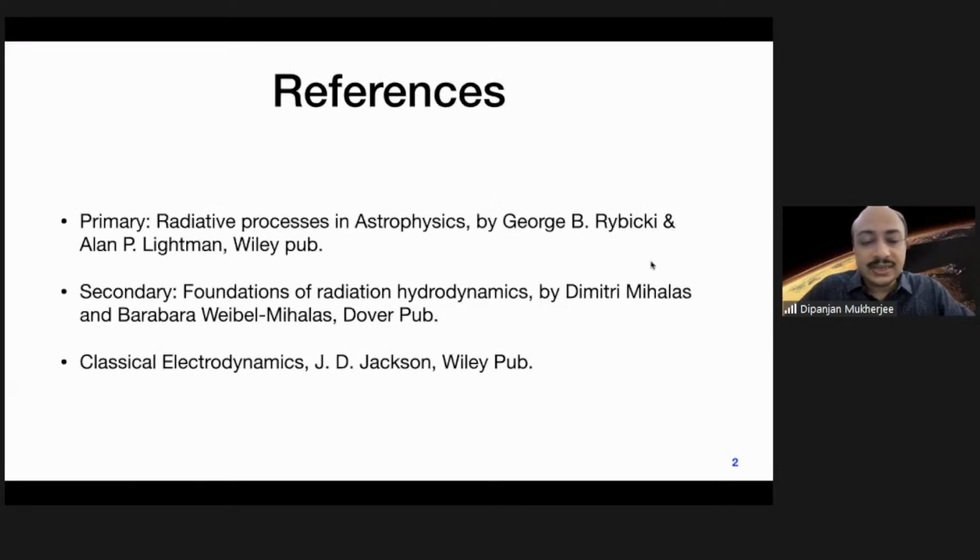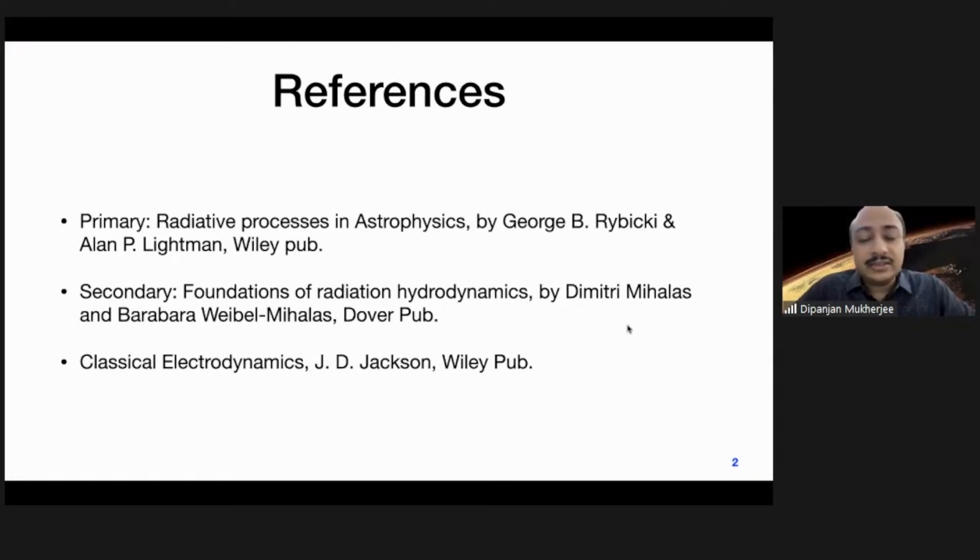So the basic texts that I will be following are these. I will add one more. This is a book by Longair in 2011. I forgot to mention it here, it seems. But the primary book is Rybicki and Lightman. This is a fundamental book for anyone who does any course in astronomy and on radiative processes.